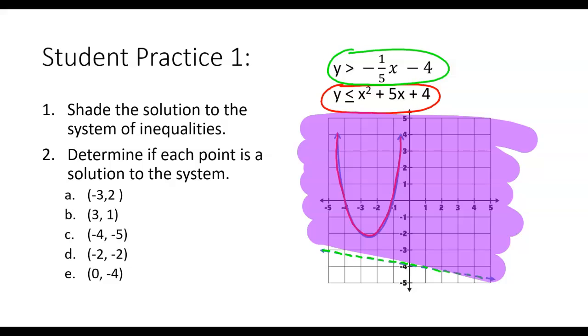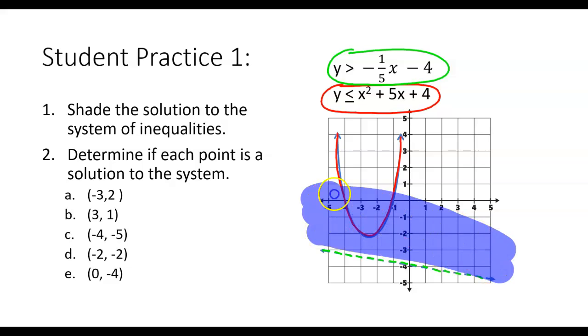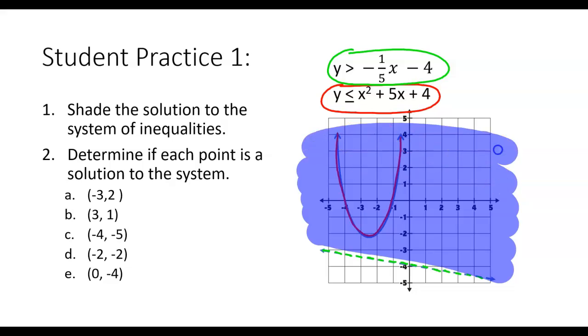Now, Armani, where do I shade for the other one, the quadratic, above or below? Below. Right. Let me shade this one. I'm going to use blue this time. Oh, it's below for the parabola? For the parabola, it is below, yes. So it says y is less than.